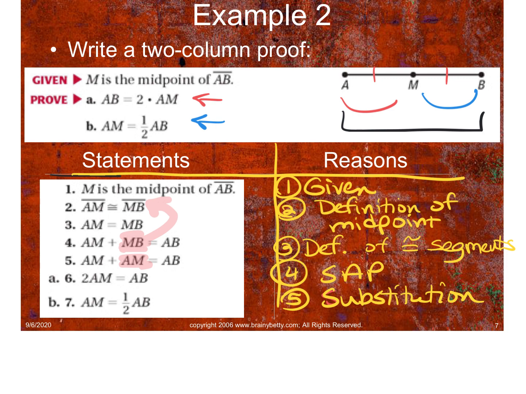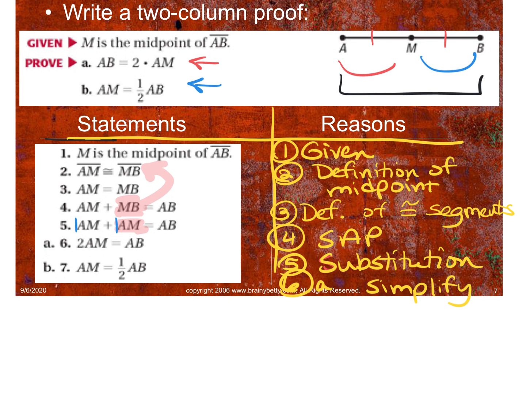And now, from step 5 to 6A, all they did was simplify, combine like terms. They added the 1 AM plus the 1 AM, and that's how they got 2 AM. So for step 6A here, it's simplify. You can also describe it as combine like terms.